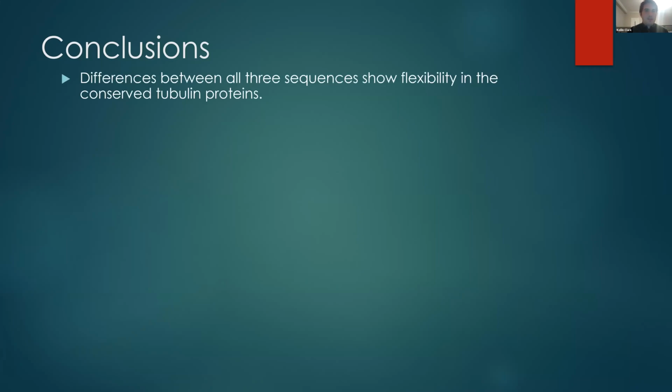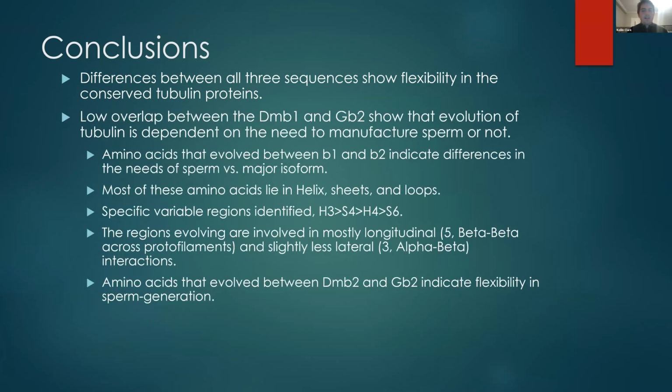So then the conclusions that I took away from these results were that the differences between all 3 sequences show that there is flexibility in these conserved proteins, and it shows that they are able to evolve. And then also that the low overlap between Drosophila beta-1 and Glossina beta-2 show that evolution of tubulin isn't necessarily relaxed, but dependent on the need to manufacture sperm or not manufacture sperm.